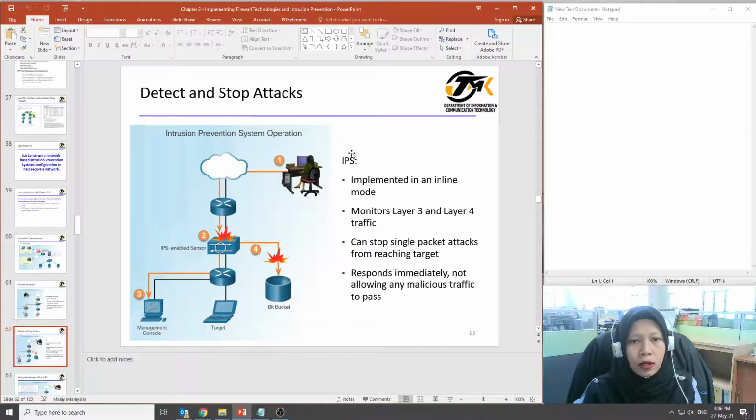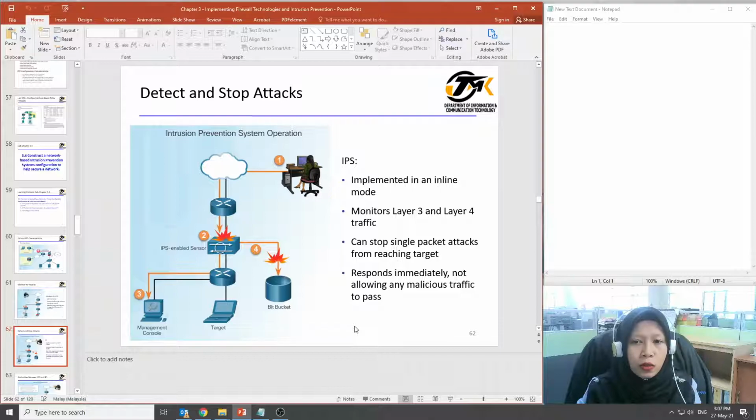Alright, the other one is that it should be able to detect and stop attacks. This is the characteristic of IPS. If you have put in IDS and IPS, but your system cannot detect and cannot stop the attack, it will be a very big problem. Because the use of IDS is to detect the attack, and the use of the IPS is to prevent the attack, which means you want to stop the attack.